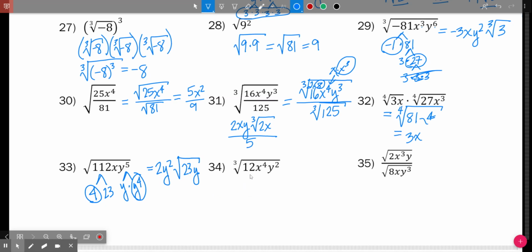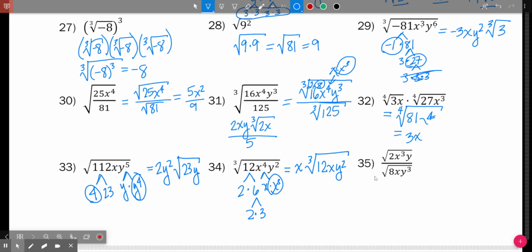With 34, we have a cube root. Well, 12 can be factored into 2 times 6 and 2 times 3. There is no perfect cube that exists inside of 12. X to the fourth can be factored into x times x cubed, so it has a perfect cube, but y squared does not. So this simplifies into the cube root of x cubed is x, and the 12, one of the x's, and y squared must stay inside.